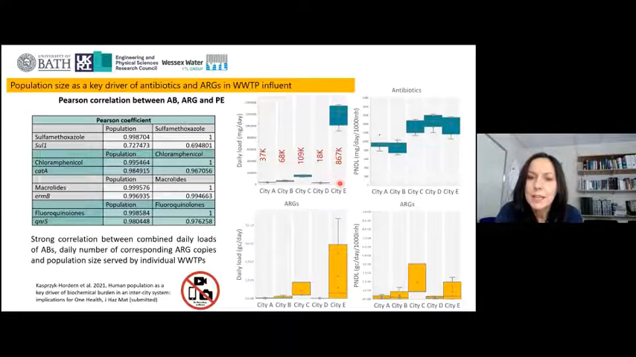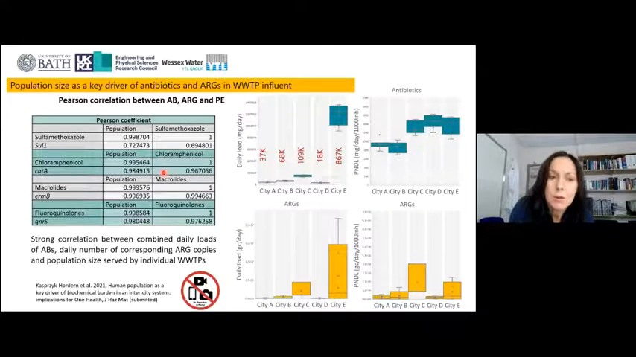So you clearly see that the higher the population, the higher the load, both for antibiotics and resistance genes. The second highest population is here, city C, and this is our Bath city. We have second highest daily load and second highest daily load for ARGs, so both ABs and ARGs. And we can go on. This is the third highest city in terms of population size, and the third highest daily load for both antibiotics and resistance genes. And this shows us very clearly that the population size is the driver here.